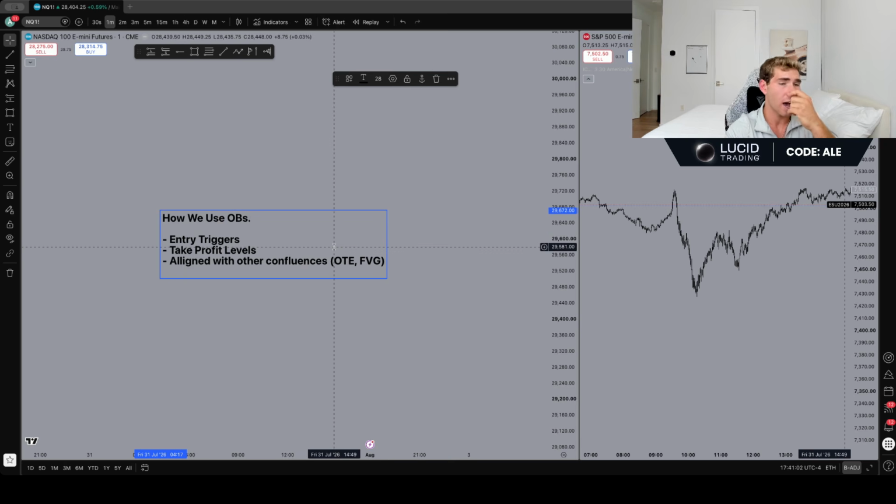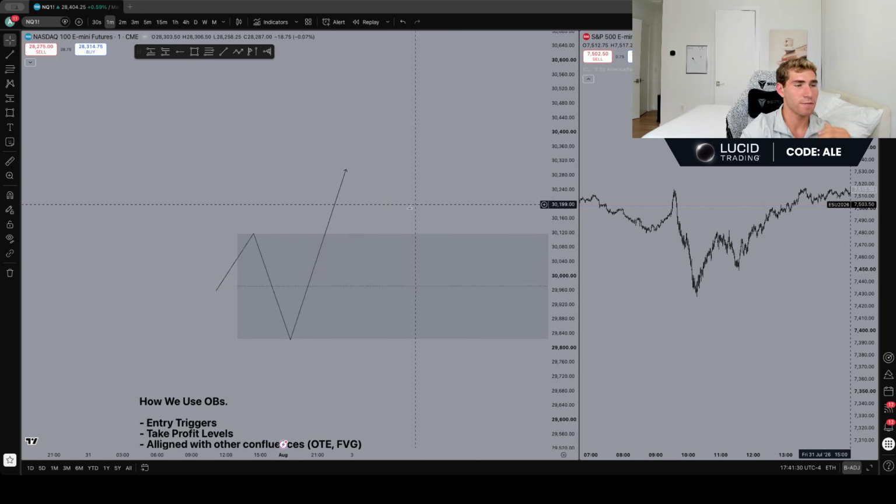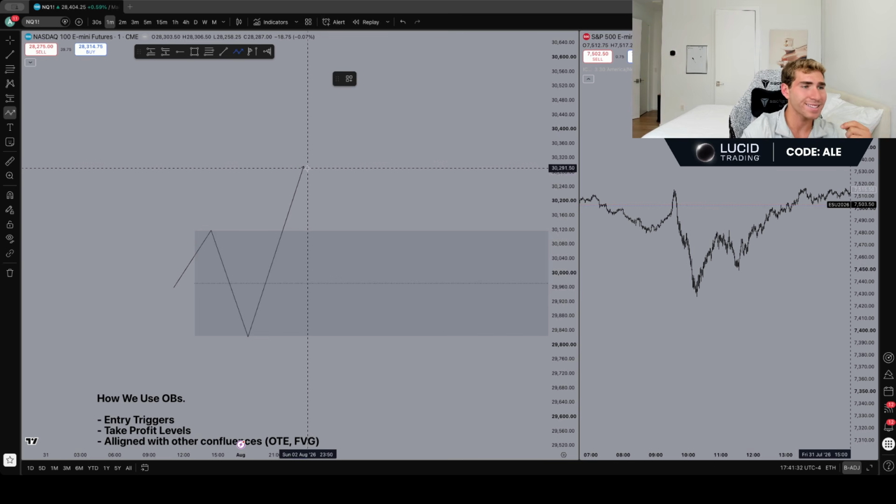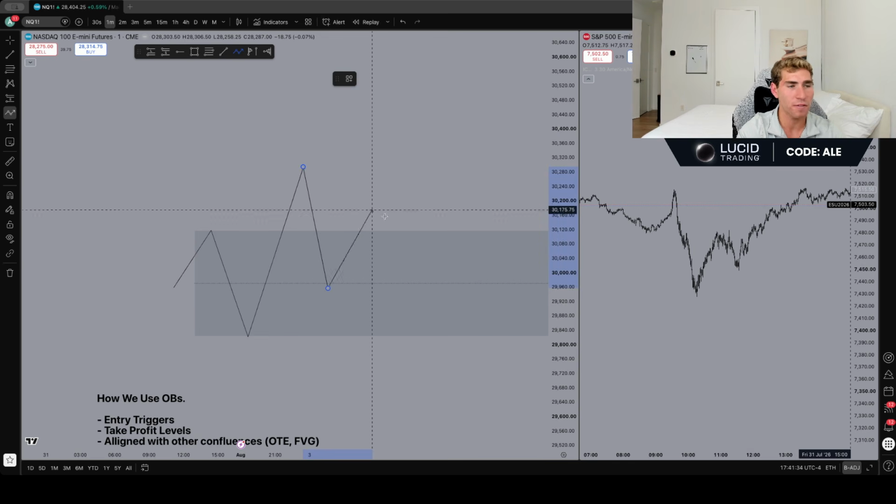An entry trigger does not mean I enter off it being tapped into. An entry trigger means I will enter off the creation of an order block, assuming we are tapping into a different PD array. For example, here we have a bullish order block. Price tapping into this order block is not enough of a confluence for me to just enter long off that. We could easily just run right through it and disobey it.